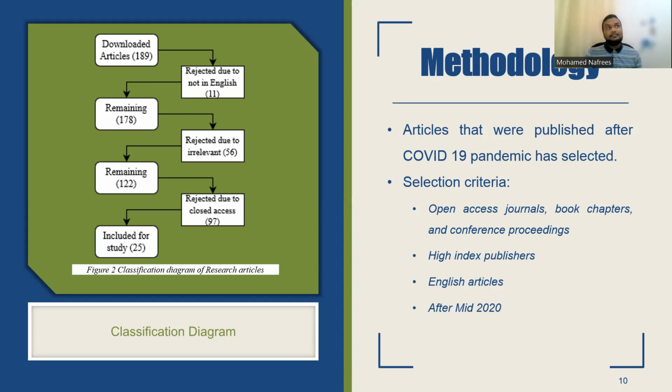Papers published in high-index databases like Scopus and Web of Science, and articles published in English as the medium of instruction. On the right side, this is the classification diagram of articles. At the beginning, I could find 189 papers related to e-learning and the TAM model, and finally I got only 25 papers because of these reasons. One reason is not in English. The second is irrelevancy, meaning before COVID-19 or some other reason. And the third is closed access.